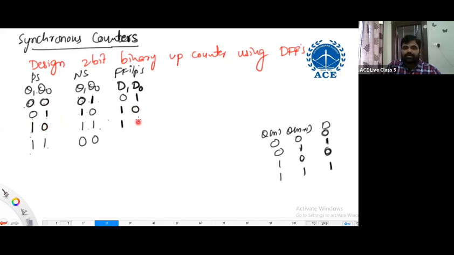Q0 0 to 1, it is a 1. Q1 1 to 0, it is a 0. Q0 1 to 0, it is 0. Simply, the next state is becoming the flip-flop input because these are D flip-flops. Not for all the flip-flops, only for D flip-flops. The simple thing is the next state can be copied as the flip-flop input because Q of n plus 1 is the excitation of D flip-flops.